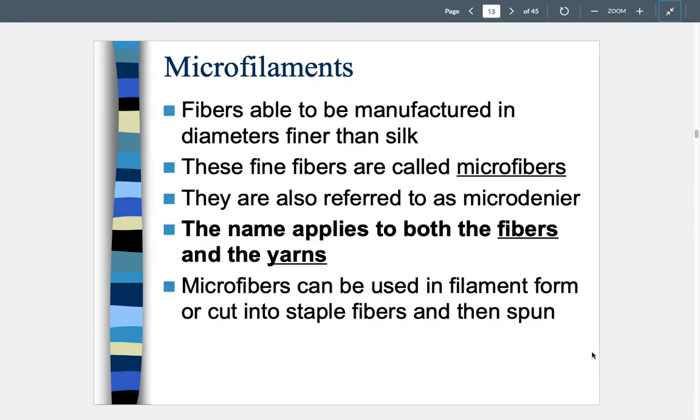It's all dependent on the size of the spinneret hole. And again, we have to alter the chemical solution that the fibers are made up of a little bit in order to make them able to go through such a small opening. We also refer to them as micro denier, and we'll talk about the word denier in a little bit. But the name applies to both the fibers and the yarn. So when we say microfibers, we also mean microfilament, we're also talking about the yarn.